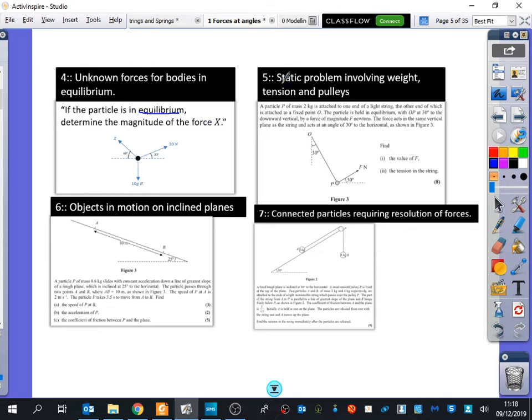We'll be looking at static problems, which is just the same kind of maths, but with things that are not moving. We then look at objects which are moving on planes. This is sometimes a topic that we call dynamics. Dynamics means things are moving. Statics means things are not moving. And then last of all, we'll look at connected particles, which are also on angled things as well.